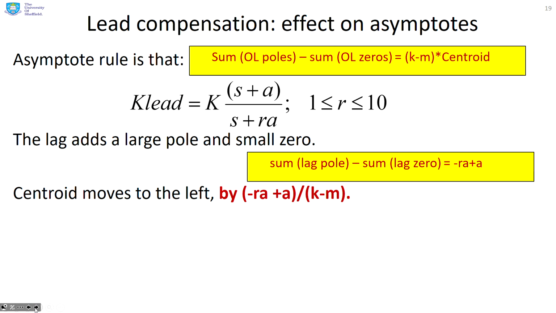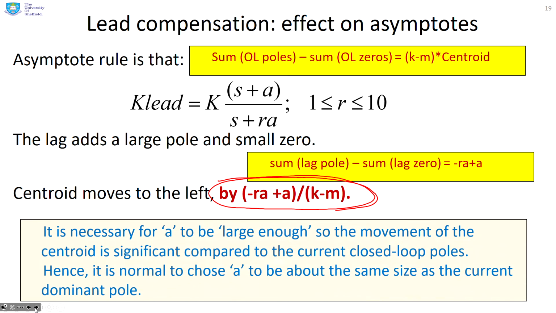Now, how is it that we're moving the lead to the left? Well, similarly with the lag, if you look at the movement of the centroid, you'll see you end up with this formula here, and you see because of how the lead is defined, you are going to get a significant movement to the left with a lead. Now, in order for this movement to be significant enough, the value of A has to be large enough, and you see this is opposite from what we had with the lag. With the lag, we said A had to be small, so the asymptote movement was small. But with the lead, we want the asymptote movement to be large, so we need A to be large enough.